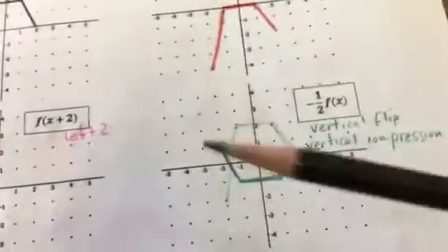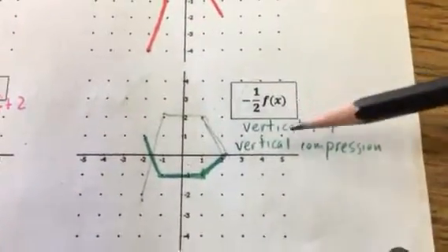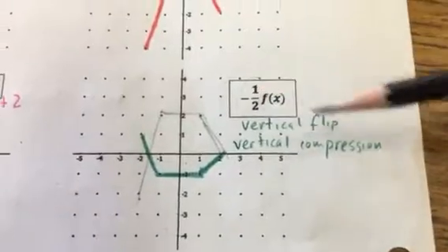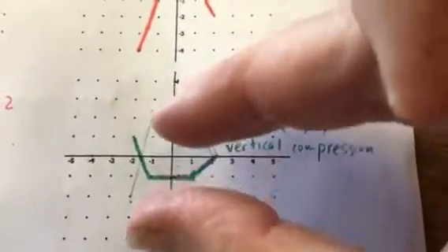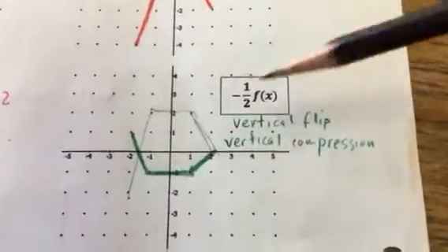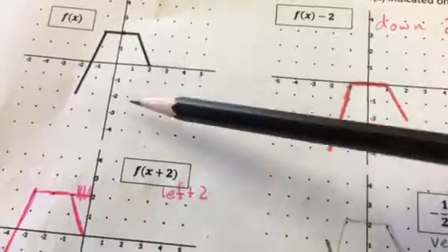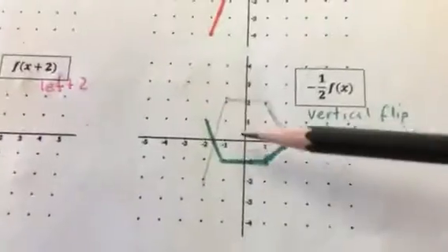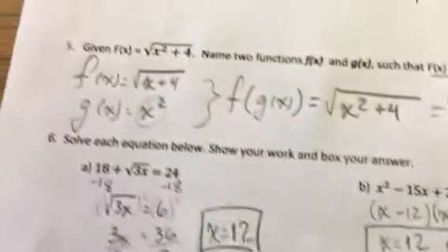Okay, and then the last one is negative 1/2 times f of x. So that is a vertical flip, that's what the negative sign does, and a vertical compression. It is now being squashed down by a factor of 1/2. So it started off like this, so you can imagine flipping it over, all right, and it looks like this now, this green shape.